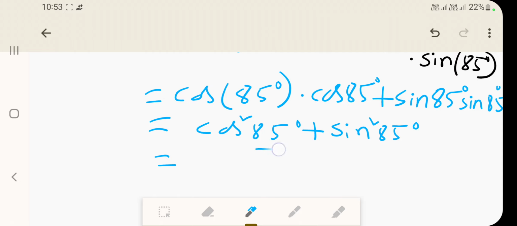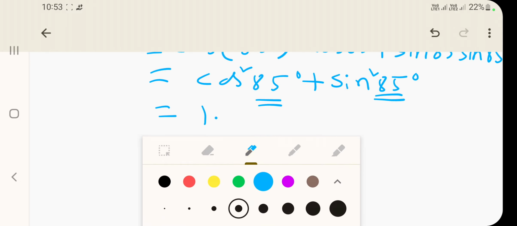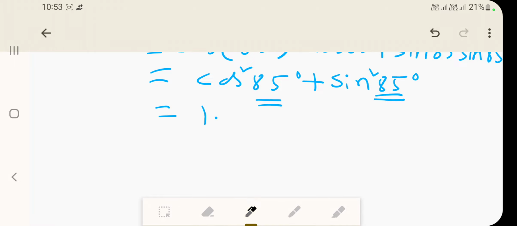Cos square theta plus sin square theta. In place of theta here we have 85. It gives us 1. Right, if you are able to do that, it is very good. Next, problem number 3.